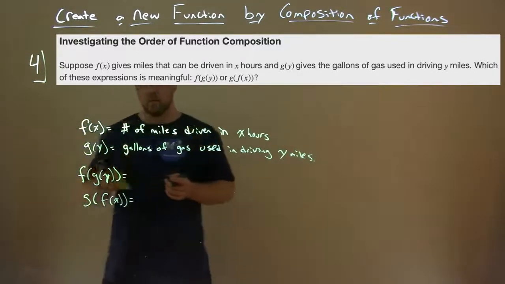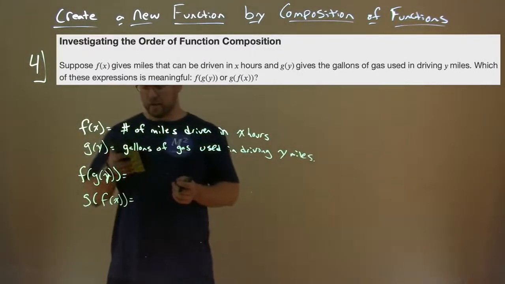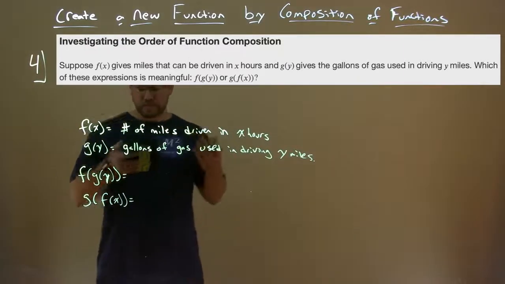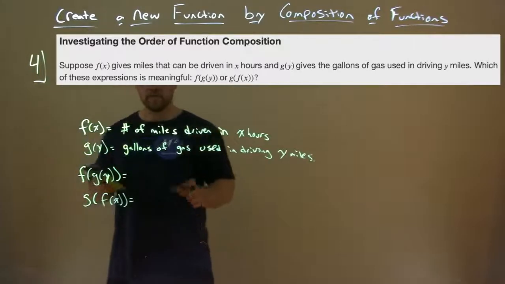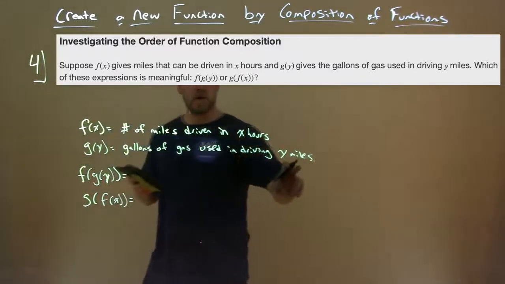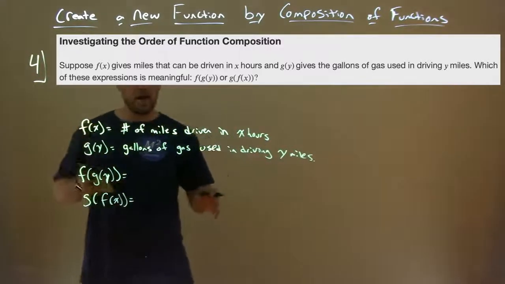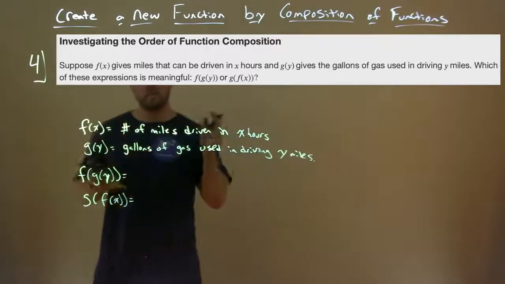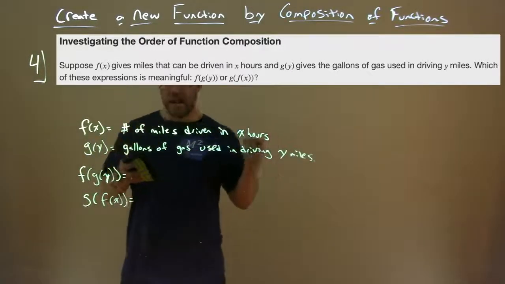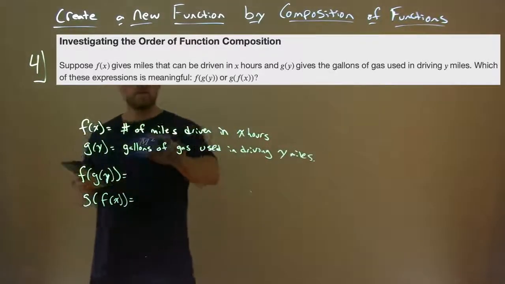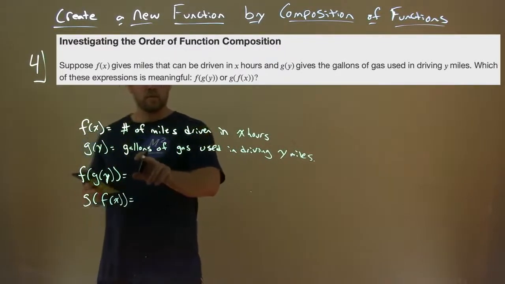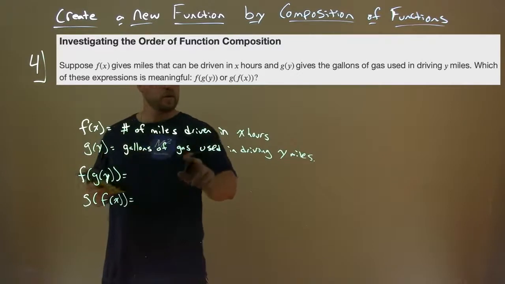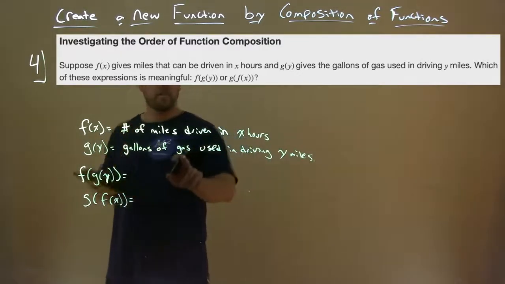All right. Well, our first function, f of g of y. So g of y is the gallons of gas used in y miles, and f of x is the number of miles driven in x hours. So what is the output here? The input is y miles. The output is the number of gallons of gas.